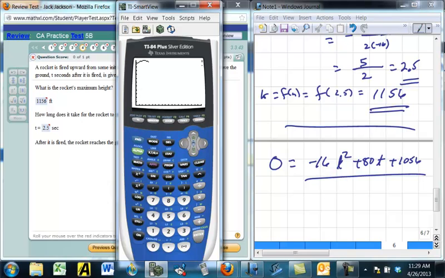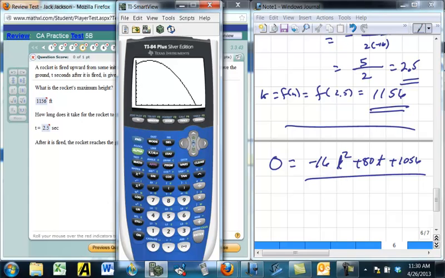Okay, and so we should see it shoot up, go up higher, come back down, and hit the ground. There's no point in really going this far out, so I might just change this and go out maybe not as far, maybe 12. But I can see the maximum and I can see where it hits the ground.